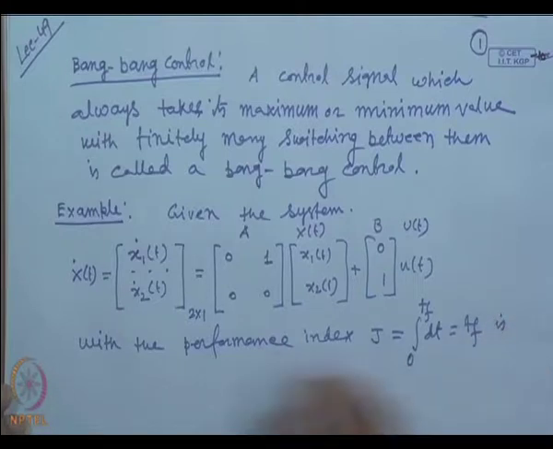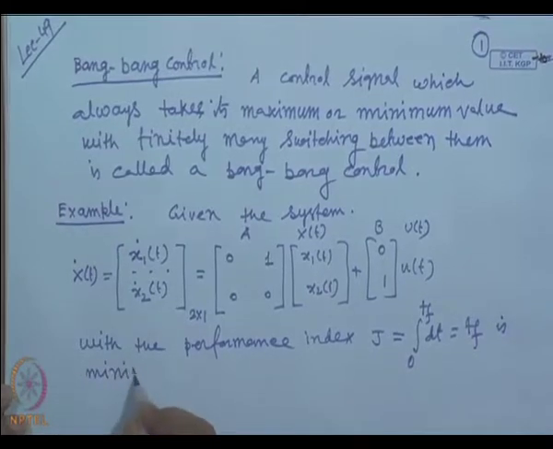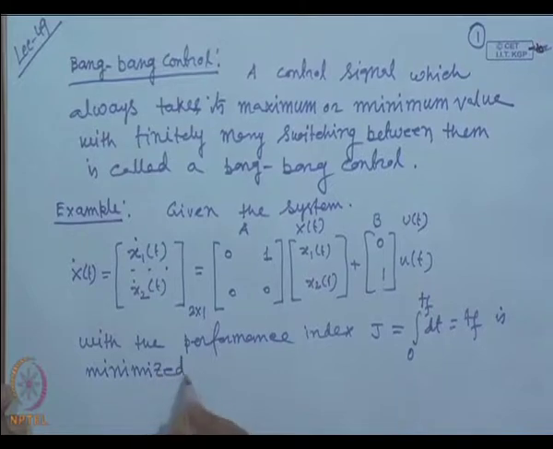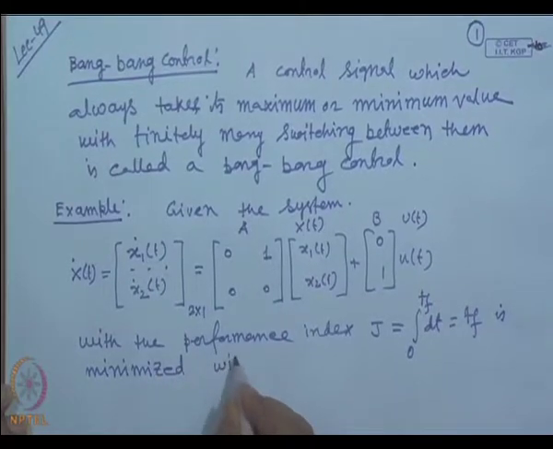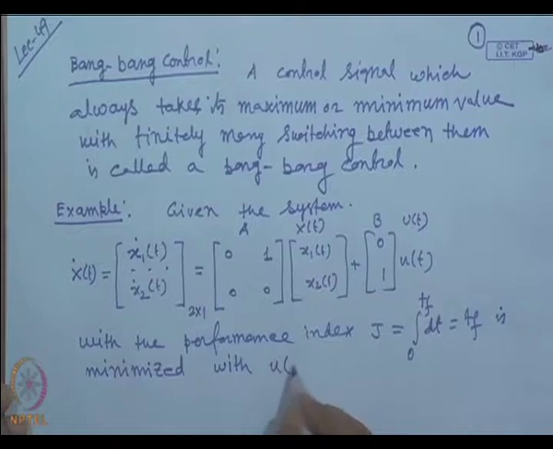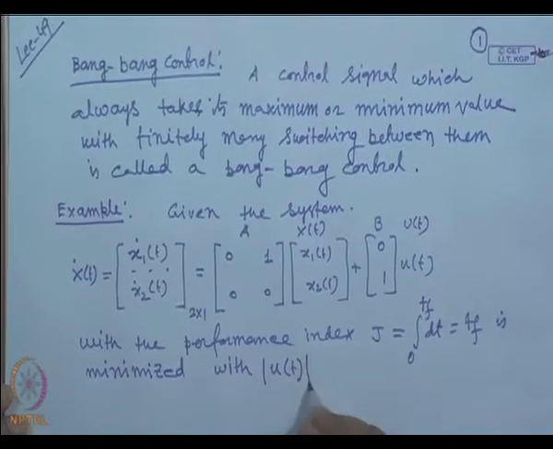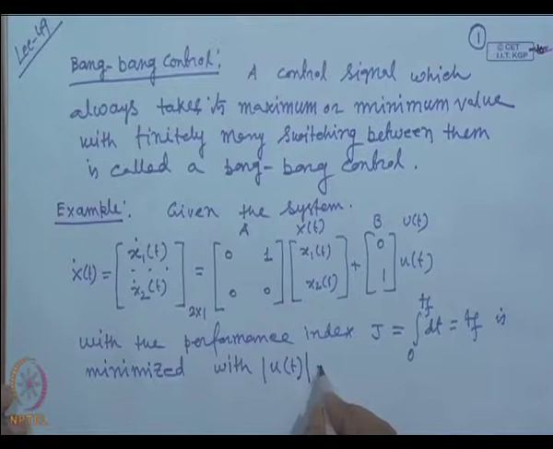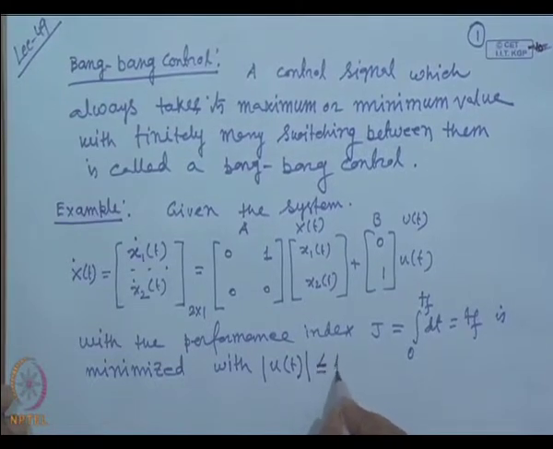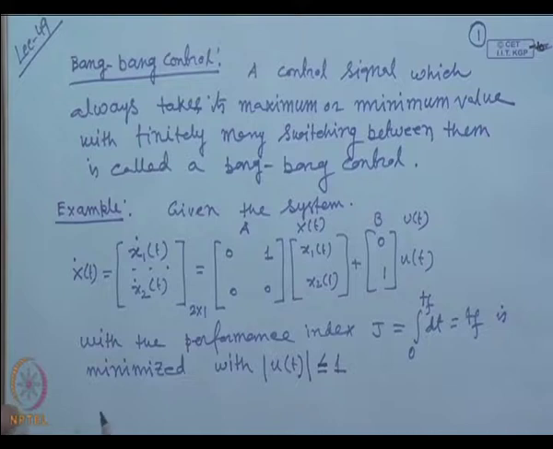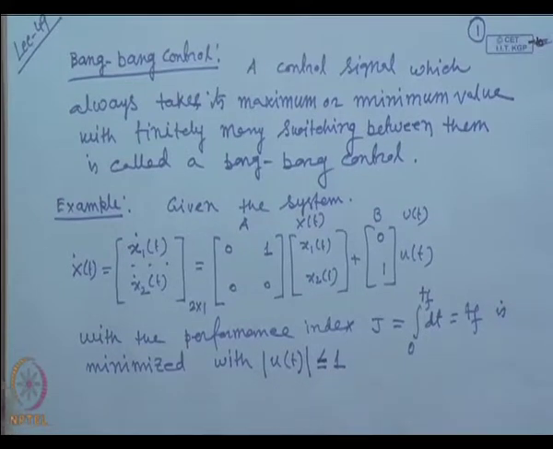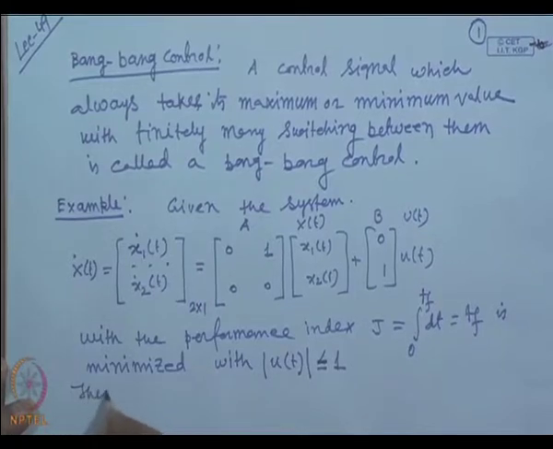This performance index is minimized, not only minimized, but with the control input constraint: the magnitude of u is less than or equal to 1. Agree? And this constraint means that our control input lies between +1 and -1.